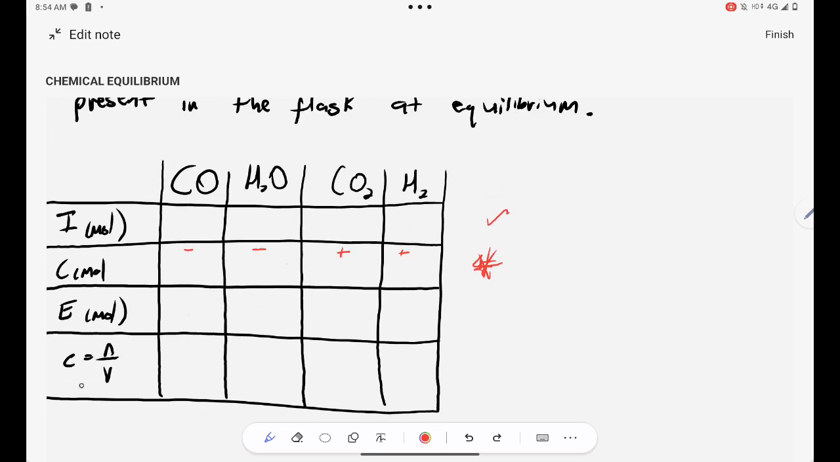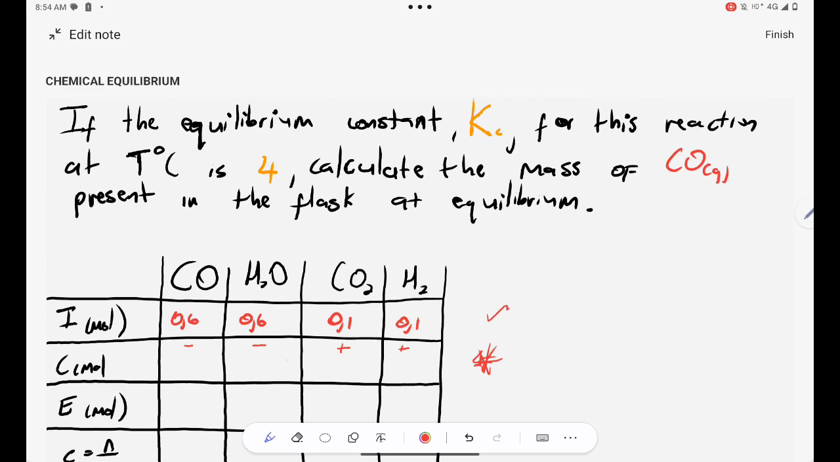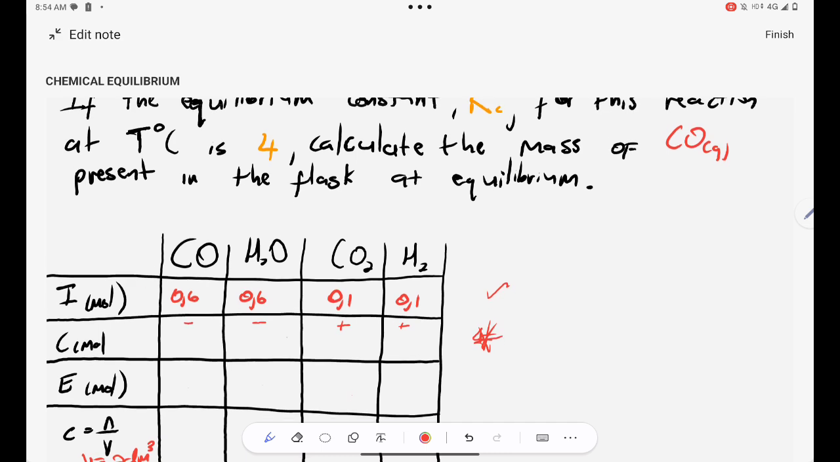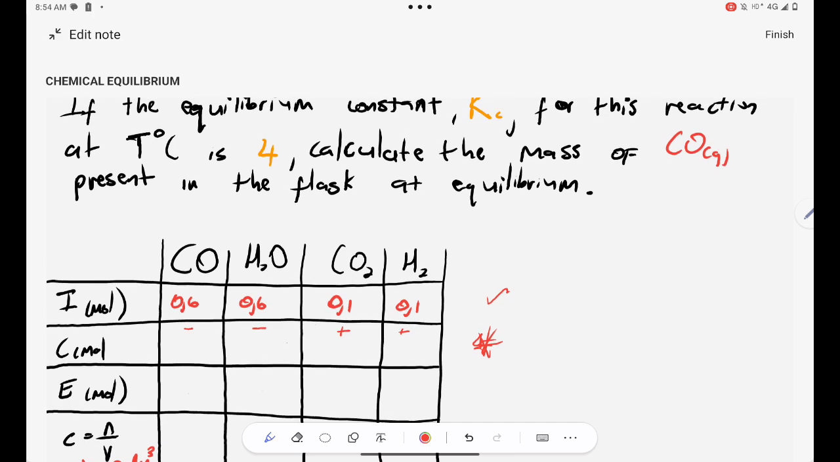Remember that the volume of this flask is just 2 cubic decimeters. We were told that initially 0.6 moles of carbon monoxide was present and 0.6 moles of water vapor. And then for the products, we just had 0.1 and 0.1. We were not told the quantity which is present at equilibrium. However, we were given the equilibrium constant. So since we are given the equilibrium constant, I believe that we can find the quantity which is present in the flask at equilibrium.